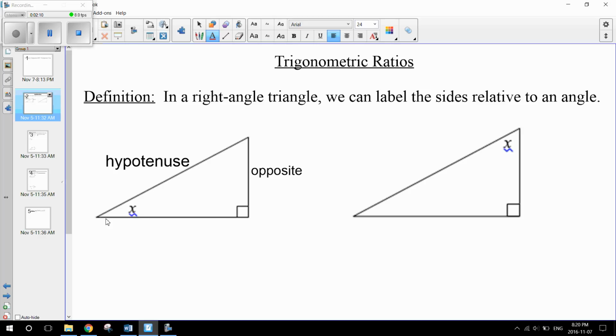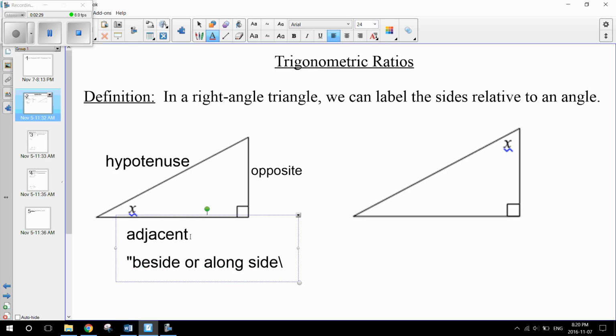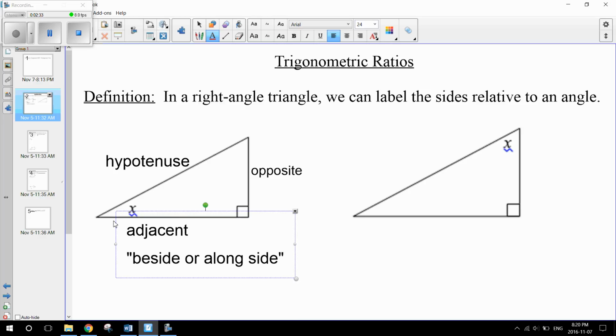Now our last one, which is alongside this side here, right beside the angle, is called adjacent. What adjacent means is beside or alongside. Basically, that's the side that is alongside the angle or beside the angle, so it's touching one of the sides that makes up this angle. So that's the adjacent side.